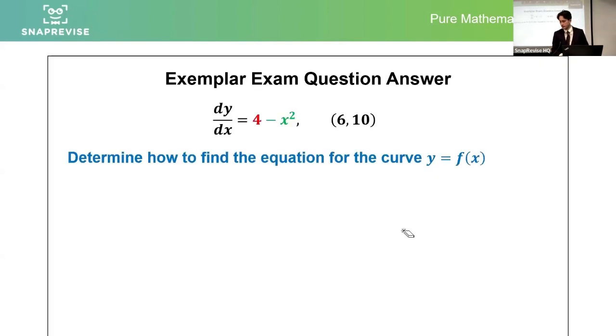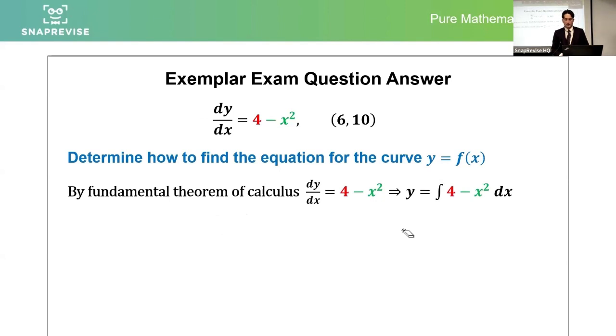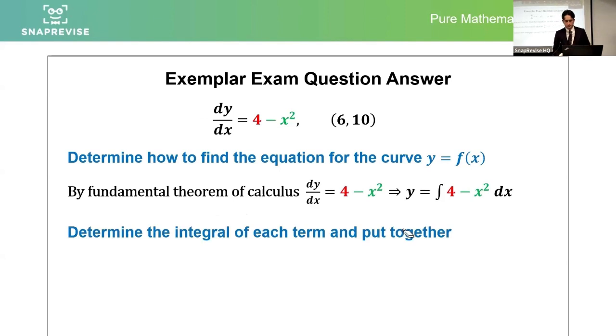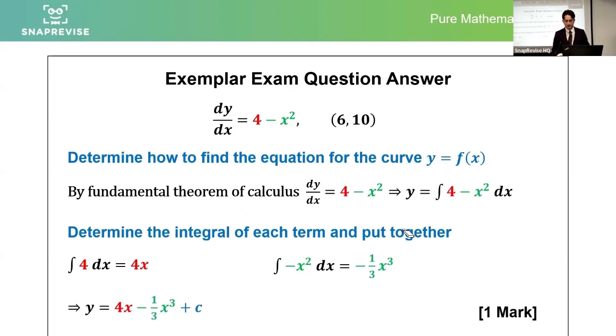So if you integrate both sides with respect to x, the dy dx becomes y. So we get y is equal to the integral of 4 minus x squared. Now, if we work this out and put it together, the integral of 4 is 4x. The integral of minus x squared is minus a third x cubed plus c.